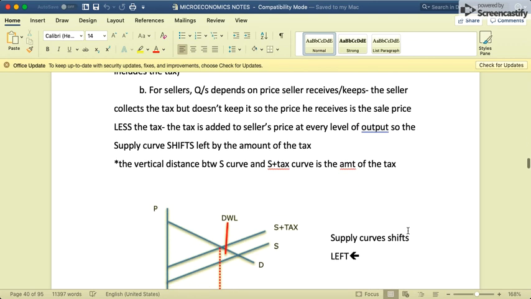For a seller, the quantity supplied depends on the price the seller receives or keeps. So that's an important distinction. The seller collects the tax but doesn't get to keep it. So the price he receives is the sales price less the tax. The tax is added to the seller's price at every level of output. So the supply curve will shift left by the amount of the tax.